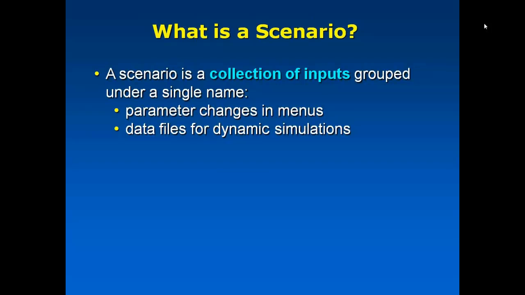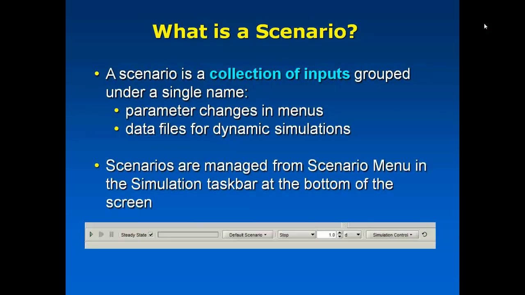When you have a file input controller that is potentially reading something like influent flow over a period of time, you may want to have several different versions of that file ready, and then you can associate them with different scenarios. All of the scenarios are managed from the scenario menu in the middle of the simulation taskbar at the bottom of the screen when you're in simulation mode.